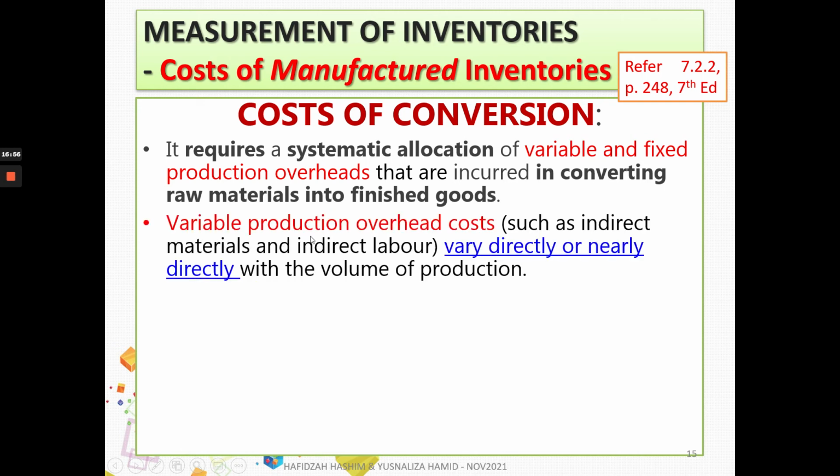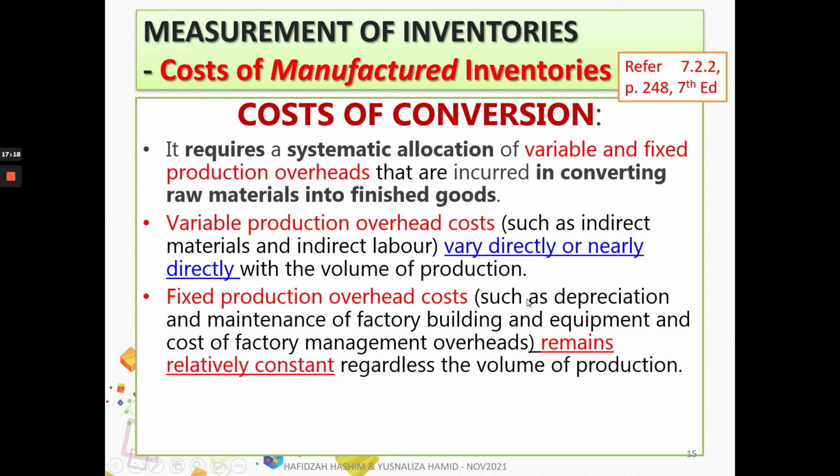So the variable production overhead costs are those like indirect materials and indirect labor. That will vary directly or nearly directly with the volume of production. So these were actually those that you may have learned from the costing courses. Fixed production overheads such as depreciation and maintenance of factory buildings and equipment that were used in the factory management remain relatively constant regardless of the volume of production.